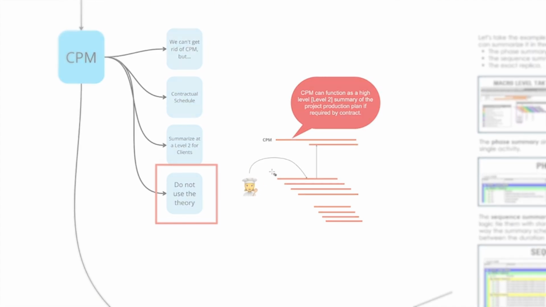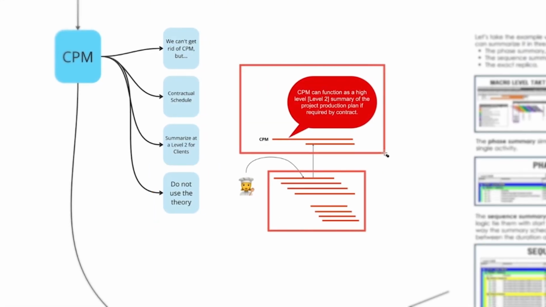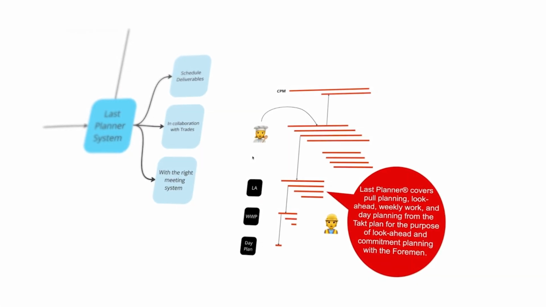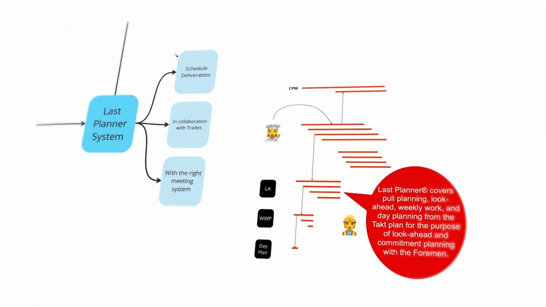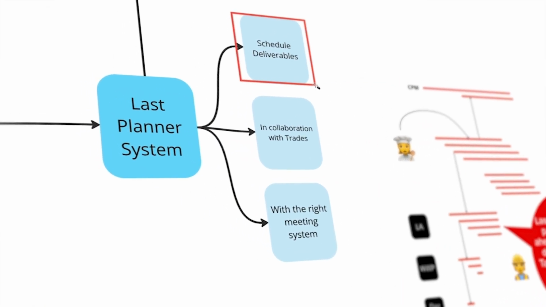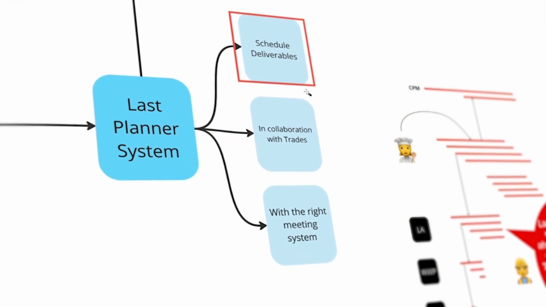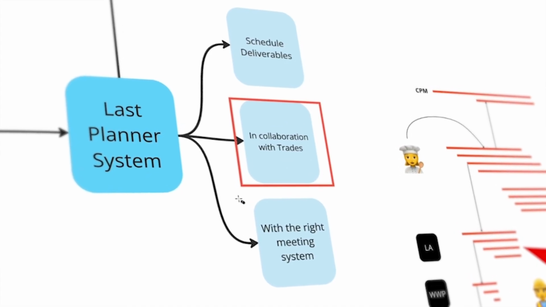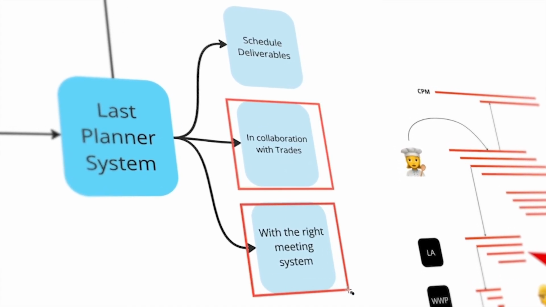So again, if you have your production plan, your CPM would only be a summary. Okay, so let's go ahead and talk about last planner. This is probably my favorite. For last planner, you will have certain scheduled deliverables, notably the look ahead, weekly work plan, and day plan, in collaboration with the trades. That is absolutely crucial, and with the right meeting system.